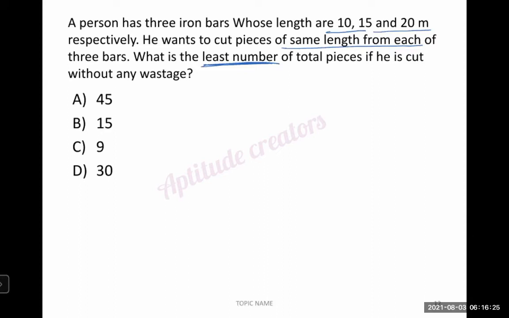what is the length of each piece? What is the length of each piece? That is the HCF of 10 and 15 and 20. Now what is the HCF of 10, 15 and 20? What is the HCF here? That is 5 meters. Now here I am cutting that length in 5, right?